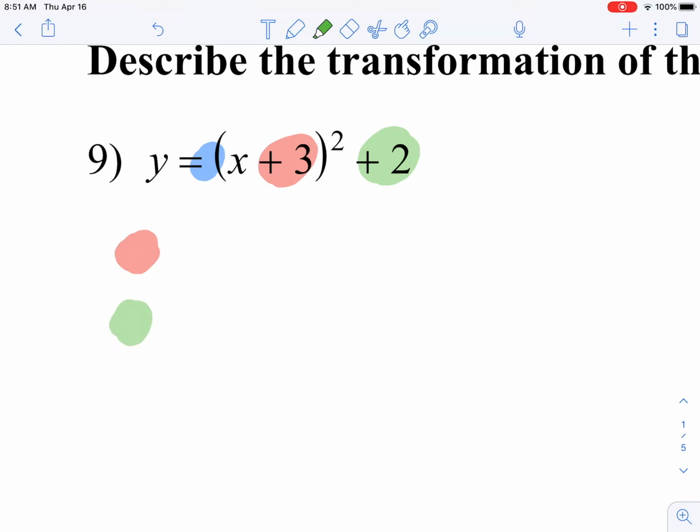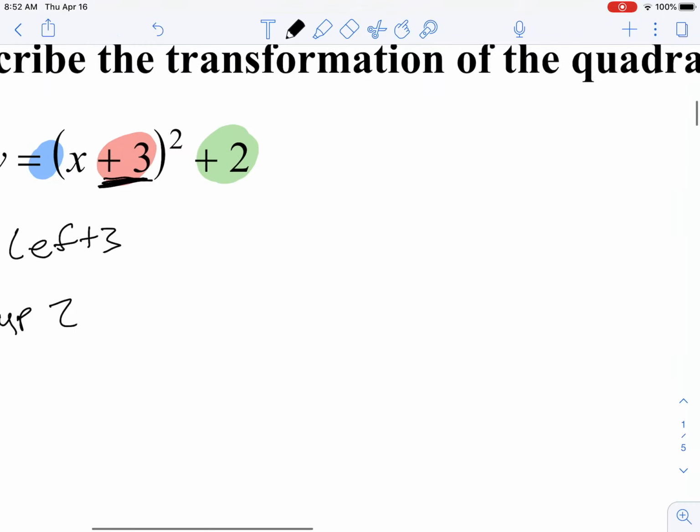That's my last step. So for this, there's only 2 steps. There's only 2 transformations. The first is removing, remember, we're going the opposite. So even though that's positive 3, when we're inside the parentheses, we're going opposite. So we're going left 3. And my second step is to move up 2. You're going to see how that affects a graph in just a moment.